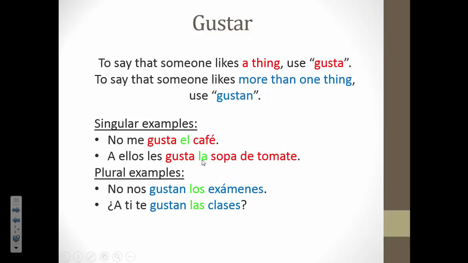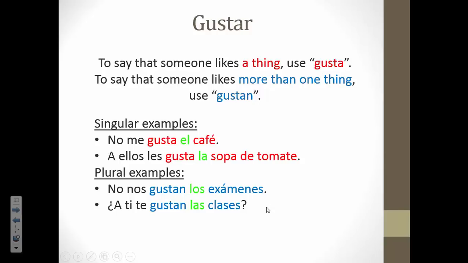Here's another example. A ellos les gusta la sopa de tomate. They like tomato soup. Now, because tomato soup is singular, we still use gusta. Sopa does not have an S, okay? Remember, that helps us determine singular and plural. So let's look at some plural examples.